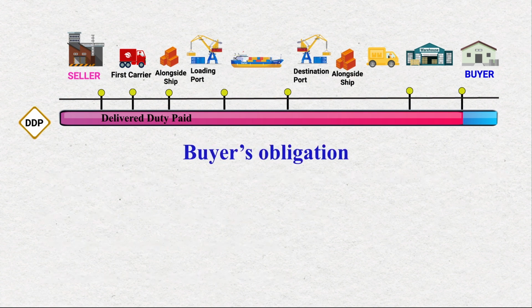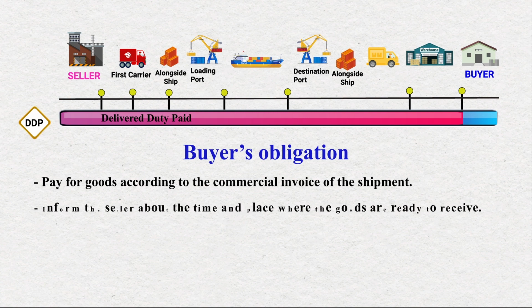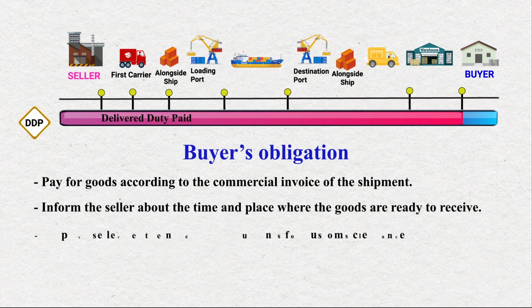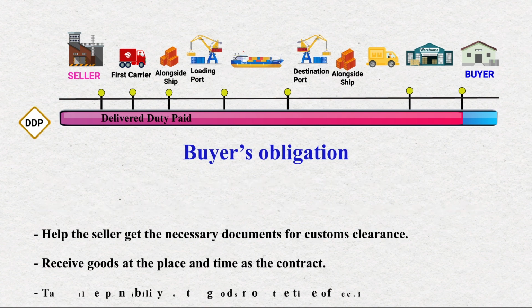Buyer's responsibilities are: pay for goods according to the commercial invoice of the shipment. Inform the seller about the time and place where the goods are ready to receive. Help the seller get the necessary documents for customs clearance. Receive goods at the place and time as the contract. Take all responsibility for the goods from the time of receipt.